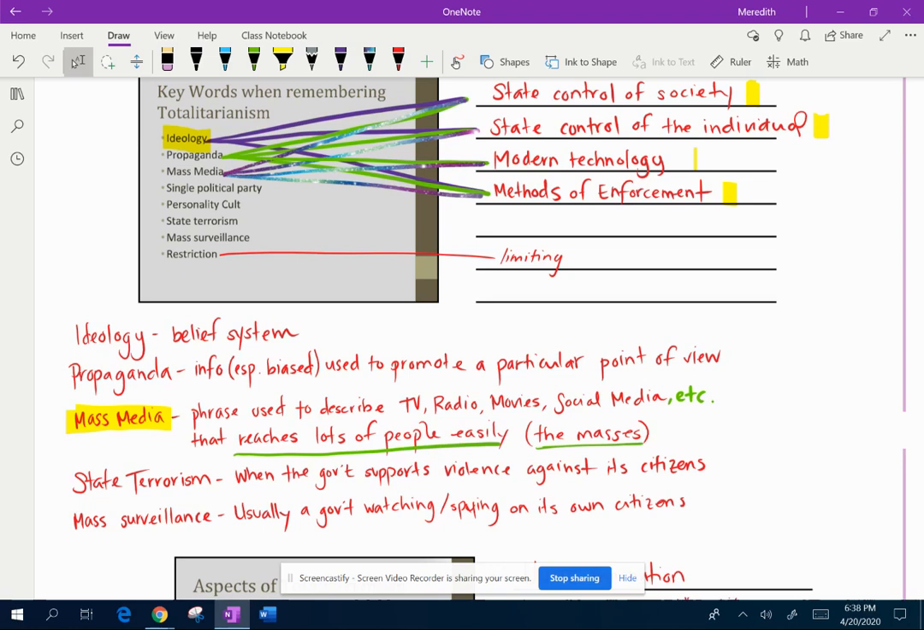State terrorism is very, very, very frightening. It's when the government supports violence against its citizens. And we're going to see in Russia, in Italy, in Germany, that that's going to happen a lot. Mass surveillance isn't something that you guys are potentially used to, but it's usually when a government is watching you or spying on their own citizens. But it could also just be very publicly well known.